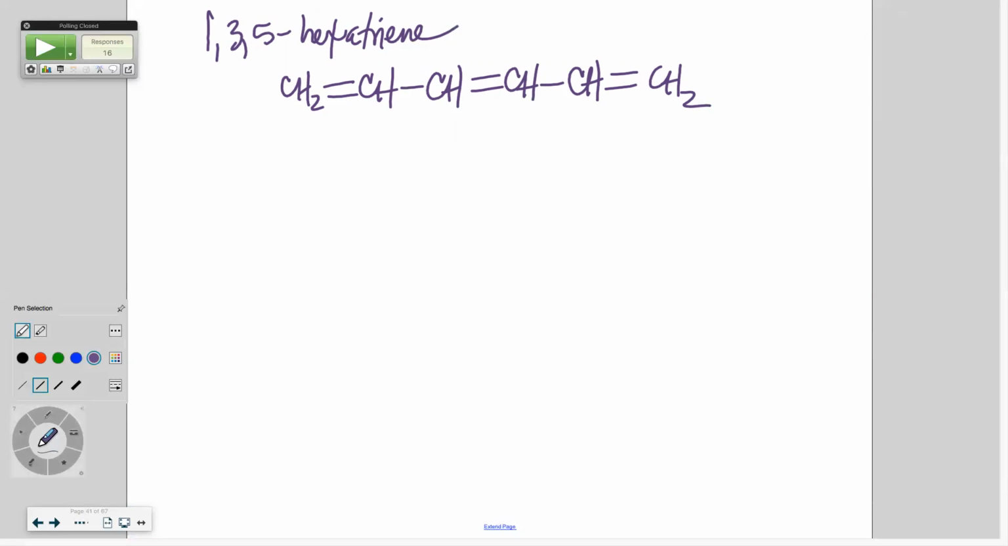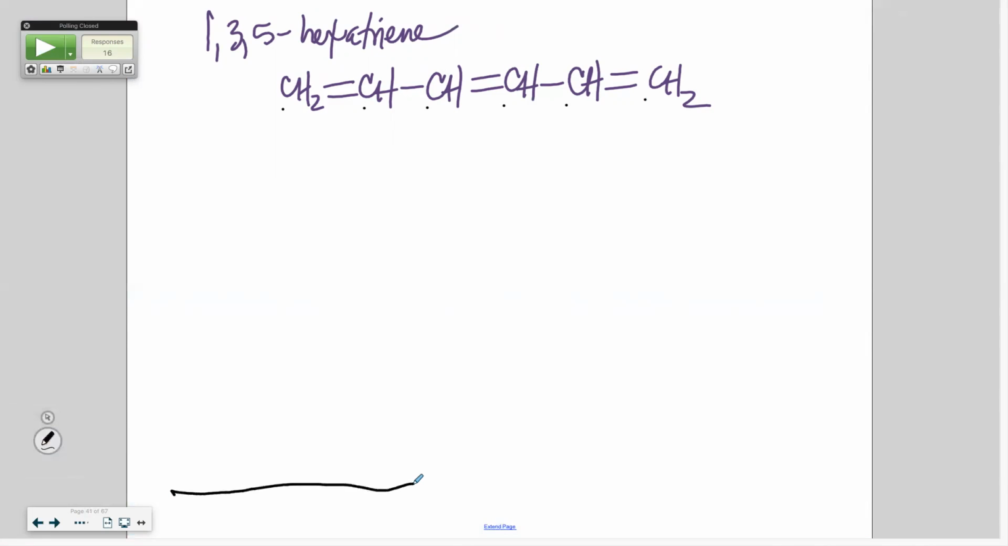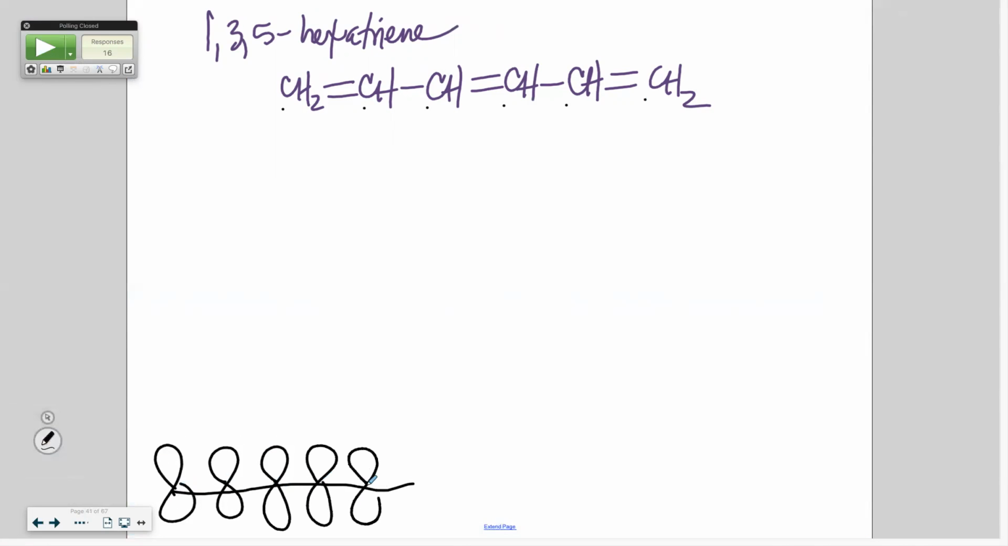How many p orbitals am I going to have in these pictures? 6. One from each carbon of the double bonds. Notice that it's conjugated. Okay, so I'm going to have 6. I'll try to write smaller. Okay, there's my straightish line, and I'm going to go 1, 2, 3, 4, 5, 6.